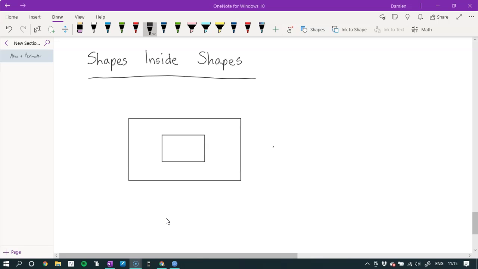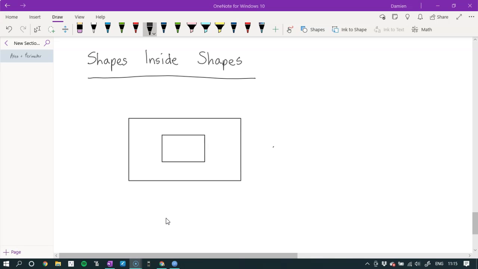Okay, for our next part with area and perimeter, what we're going to do is have a look at shapes which are inside shapes. So we can see here we've got an example of a rectangle with a little rectangle inside. And what we might be asked to do is find the area of a particular part.